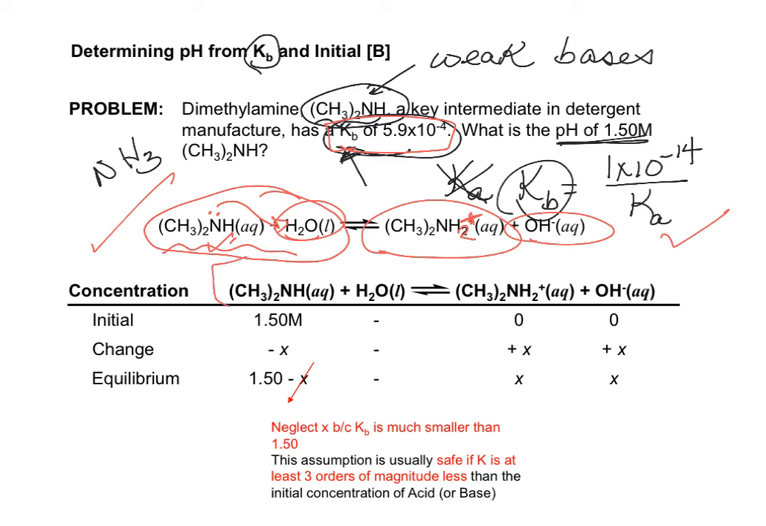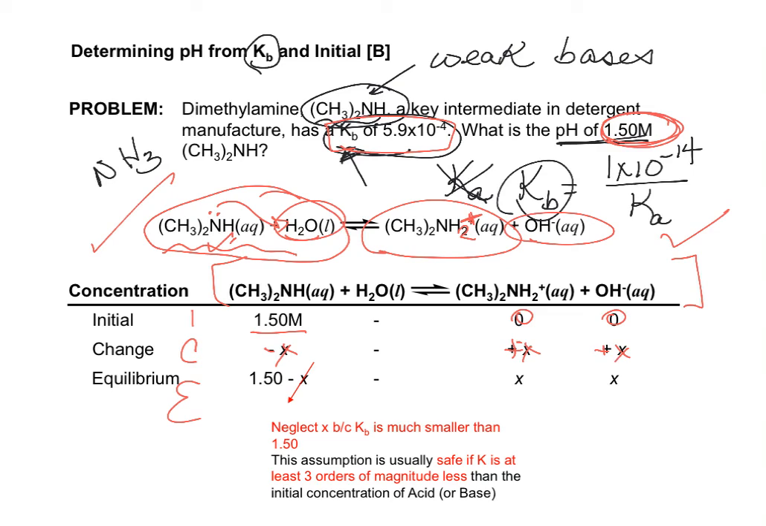So as always, write out the chemical equation, set up your ICE table right below it, fill in as much as you know. We were given the initial concentration, 1.50 molar, 0 for both products. And minus X for the reactant, plus X for both of the products.